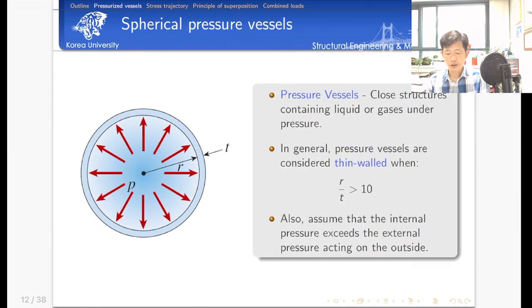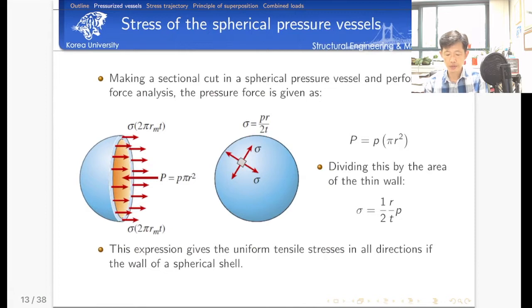Alright, so now let's talk about what happened in the spherical pressurized vessel. In our textbook, we'd like to introduce one more condition. This is a thin-walled condition, where the radius to thickness ratio is greater than 10. Because of the thin-walled condition, the membrane action can be calculated by this simplification.